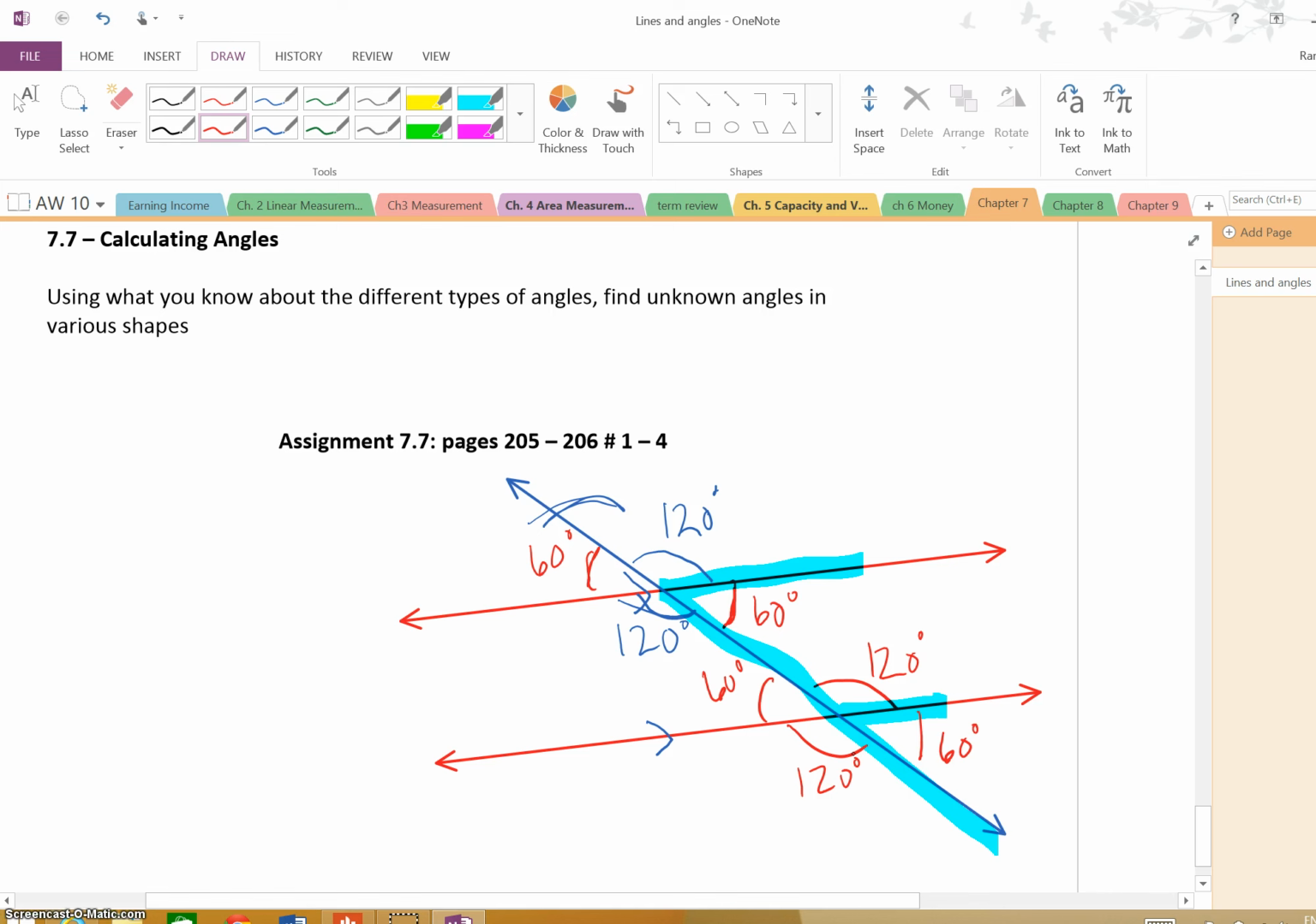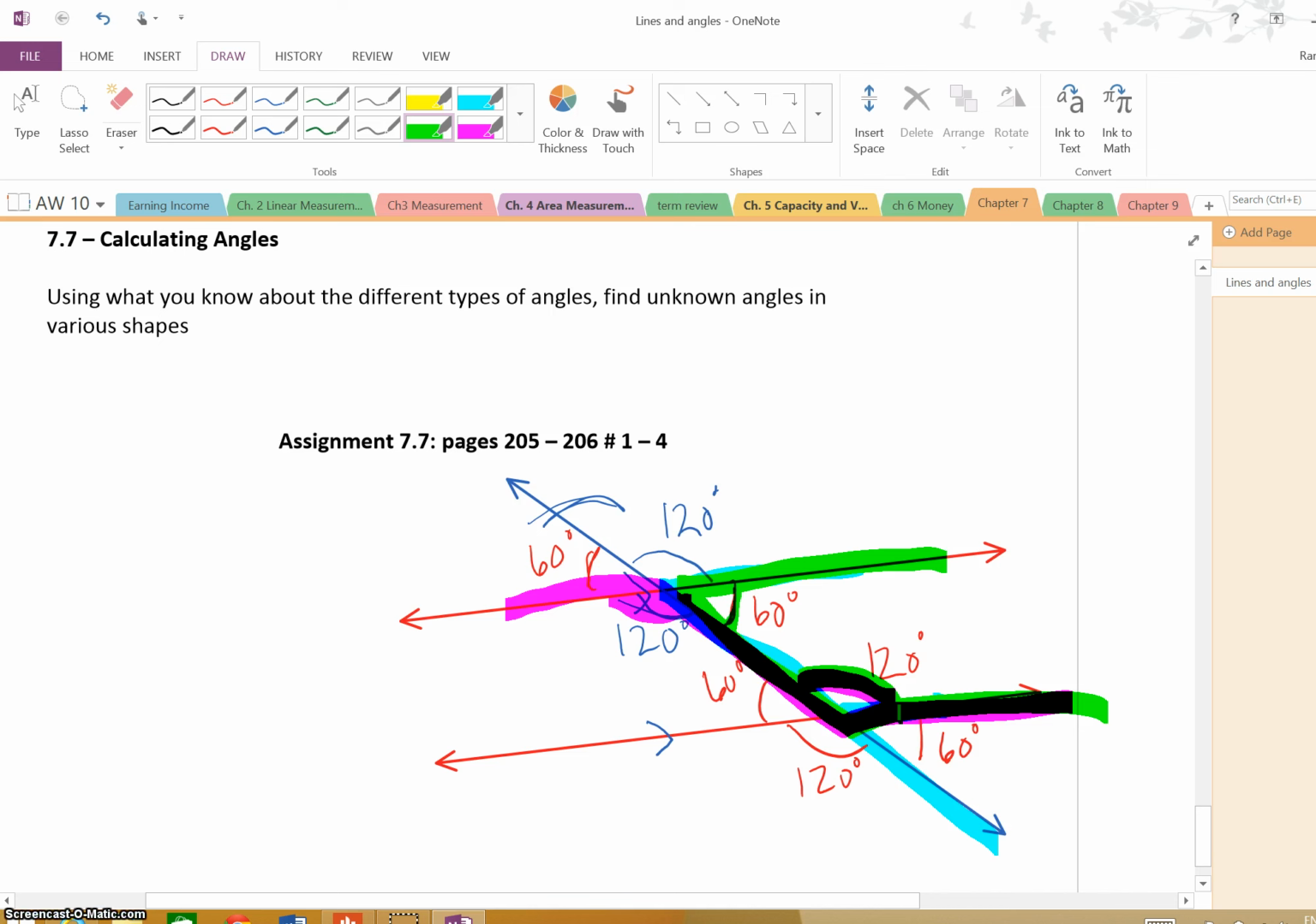Okay. Then I can check it out, make sure I've done it correctly, by using the Z rule. So here's my Z. So alternate interior angles, so that's 120, so that's 120, so I'm bang on. I can look at the C rule. So that equals 60, and that equals 120, which is 180. So we are good to go.